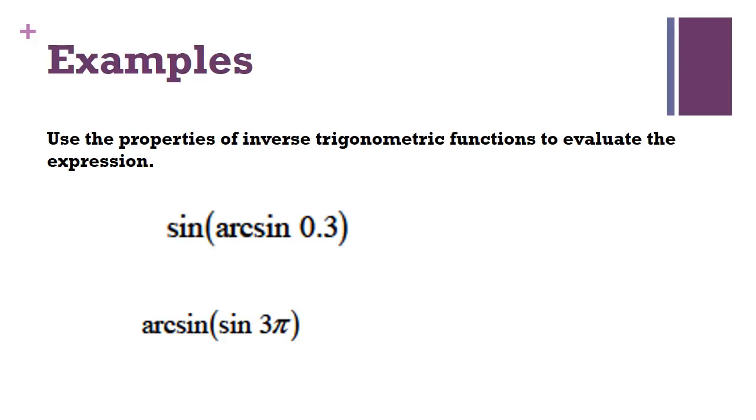All right, now use the properties to evaluate the expression. Pause the recording, give these a try, and resume to check your answer. This is a positive, so they're just going to cancel out. It's no big deal. Okay, what we need to remember is the sine of 3 pi is 0, and the arc sine of 0 is going to give us 0. So this is a case where they don't just cancel.